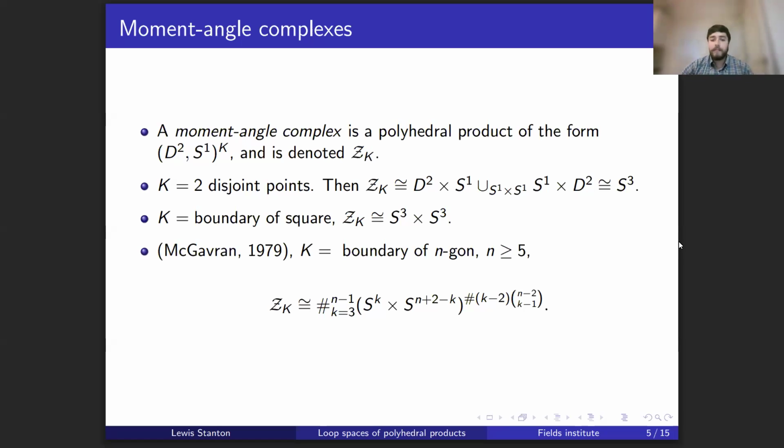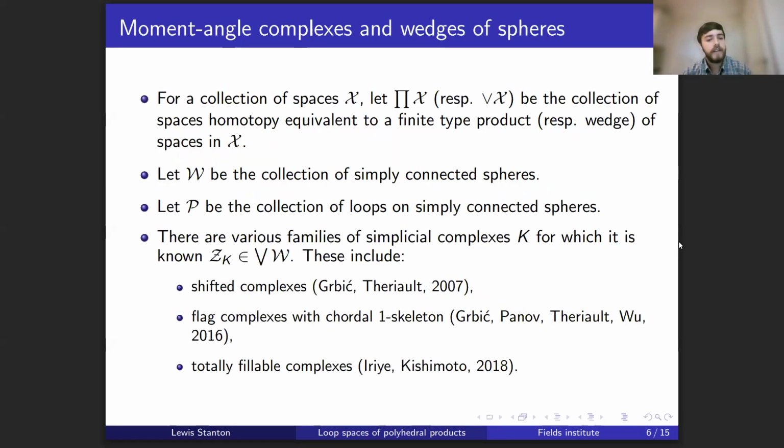But moving out of the case of manifolds, there is some stuff we can say more generally. And to do this, I will just set up some notation. If we have a collection of spaces X, then we'll denote by the product of X, or the wedge of X, the collection of spaces which are homotopy equivalent to a finite type product or wedge of spaces in X. This is slightly different notation to the one Brian used, but the idea is the same.